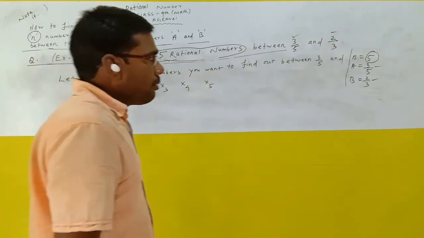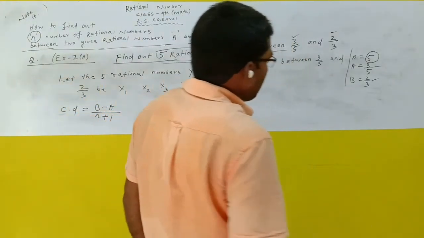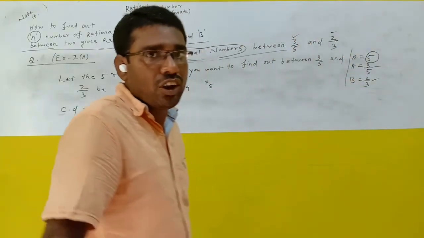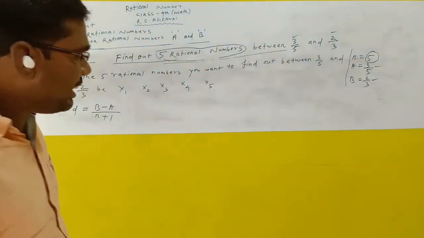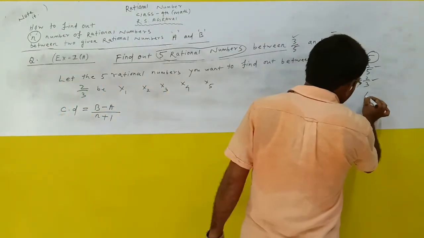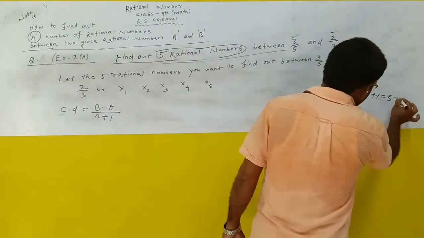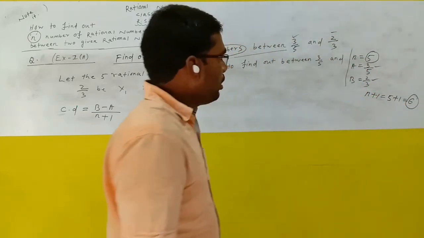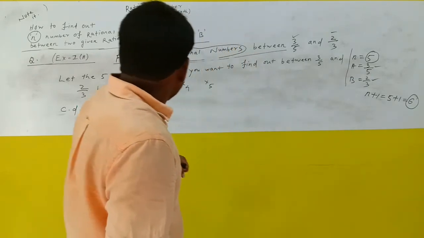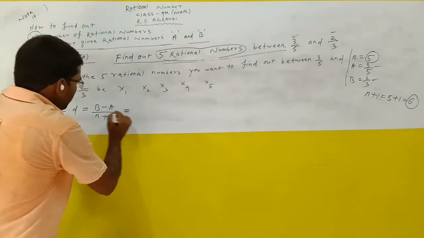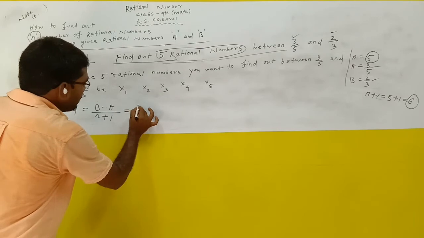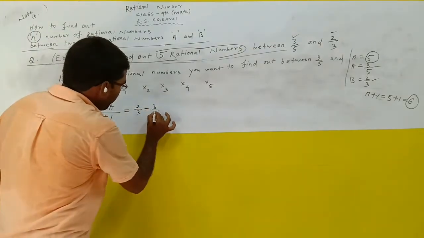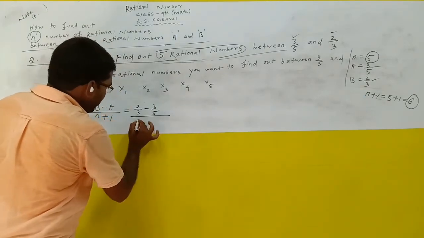n plus 1 is the number of gaps. As value of n equal to 5, because you want to find out 5 rational numbers, the number of gaps will be 6. n plus 1 equal to 5 plus 1 equal to 6. It means the number of gaps will be 6. So put the value in this formula. Value of b equal to 2 by 3 minus value of a equal to 3 by 5 divided by n plus 1, that is 5 plus 1.